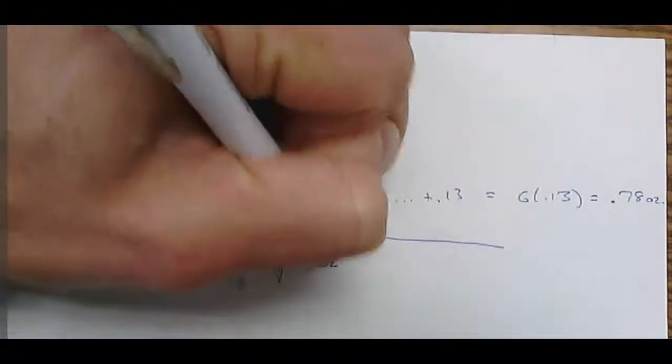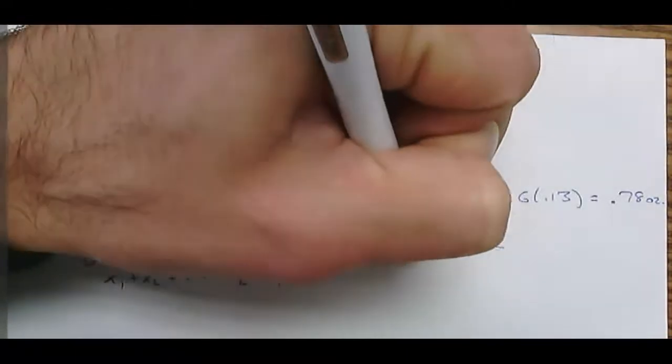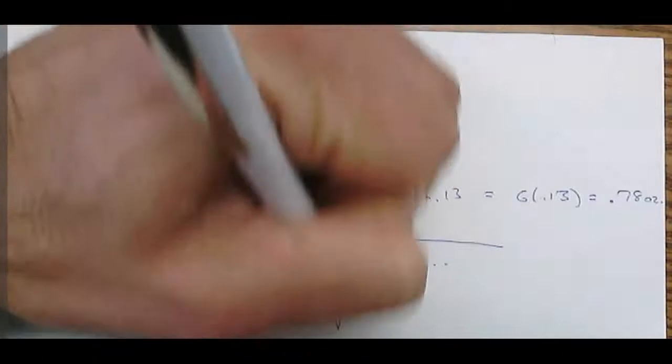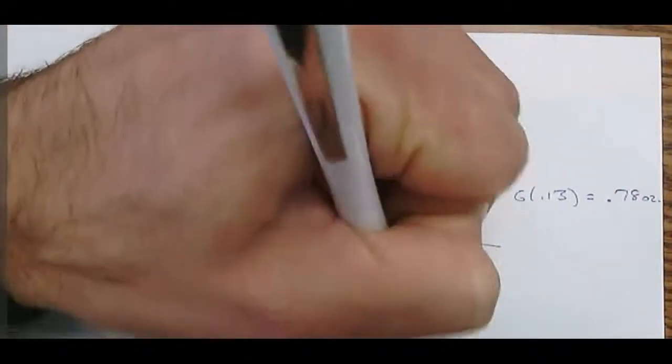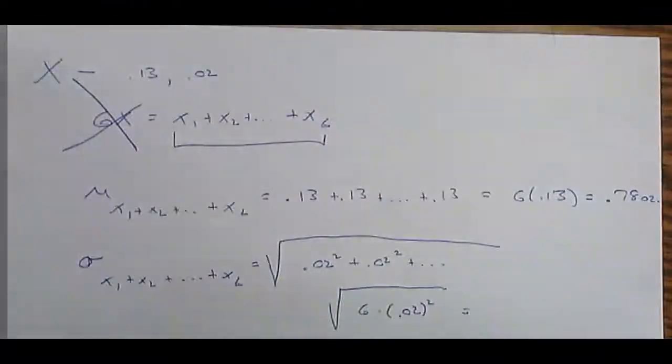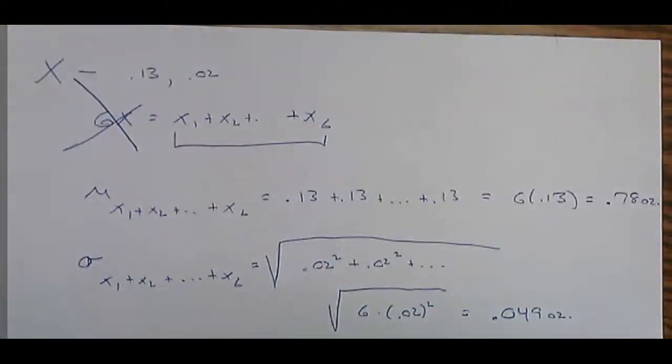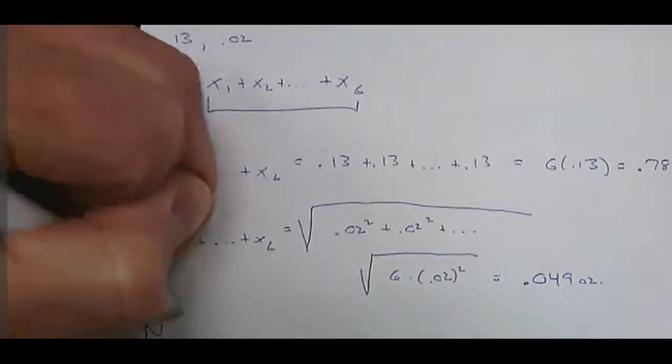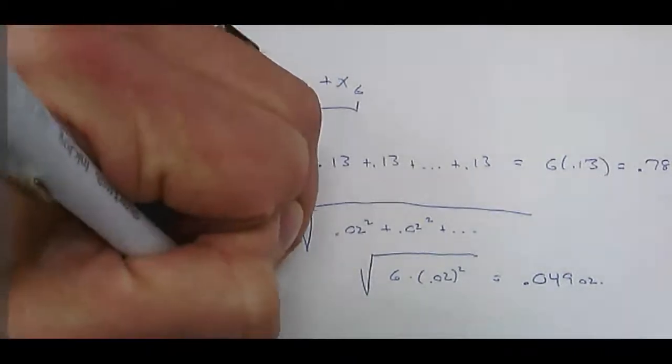The standard deviation, when I sum these up, I'm going to add the variances. So I'm really adding 0.02 squared plus 0.02 squared, 6 times. So I really have the square root of 6 times 0.02 squared. That ends up giving me a standard deviation of 0.049 ounces. Now, because the distribution was normally distributed, it doesn't matter if I add, rescale, or subtract, the shape does not change. So the shape of this distribution is approximately normal. The mean is 0.78. The standard deviation is 0.049.